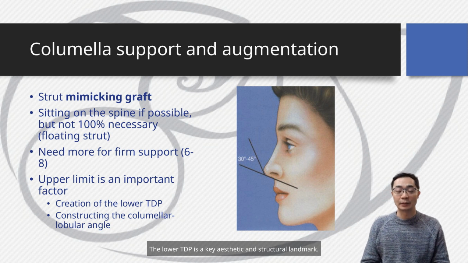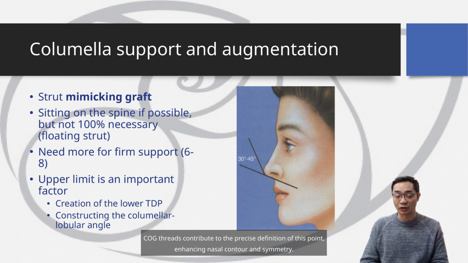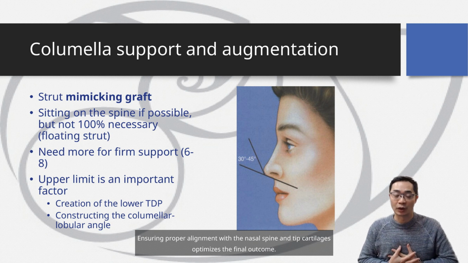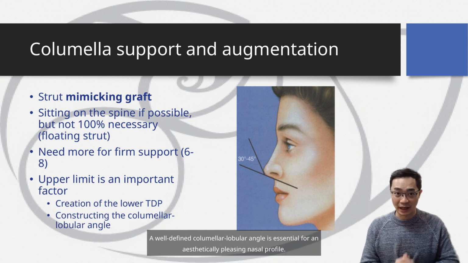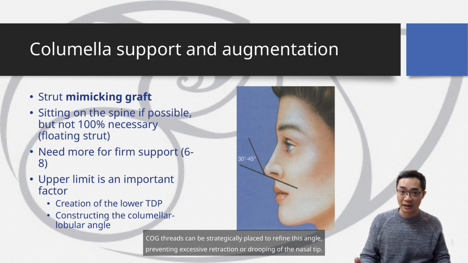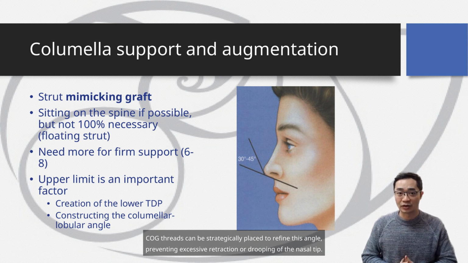The lower TDP is a key aesthetic and structural landmark. COG threads contribute to the precise definition of this point, enhancing nasal contour and symmetry. Ensuring proper alignment with the nasal spine and tip cartilages optimizes the final outcome. A well-defined columella lobular angle is essential for an aesthetically pleasing nasal profile. COG threads can be strategically placed to refine this angle, preventing excessive retraction or drooping of the nasal tip.